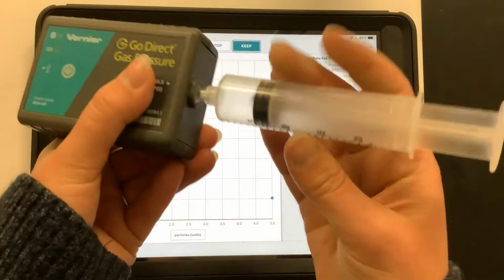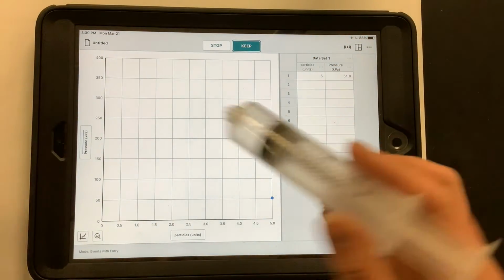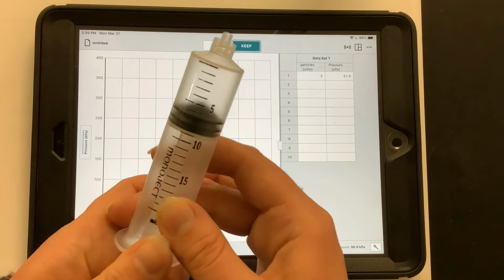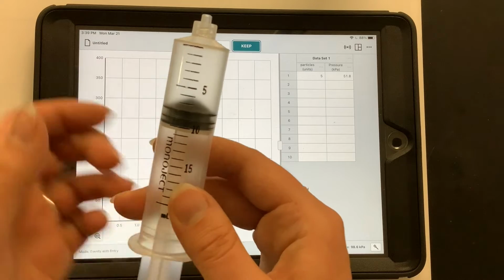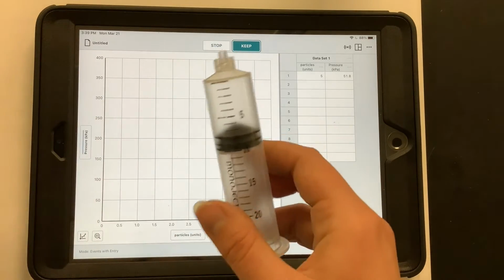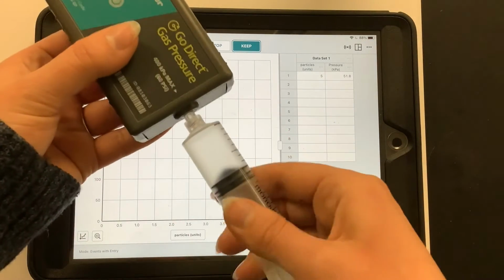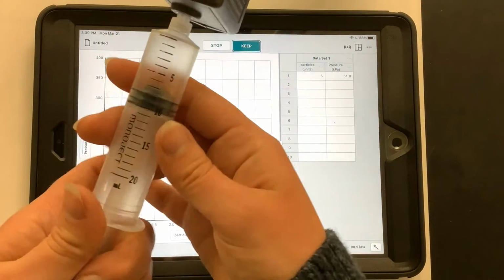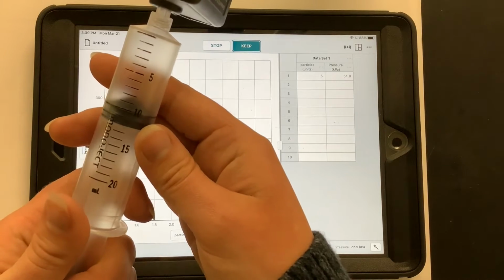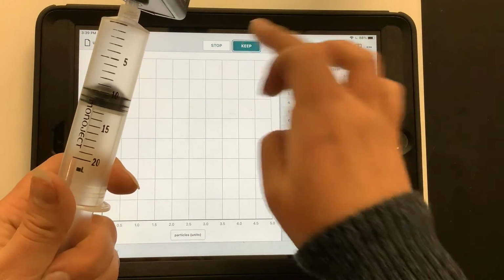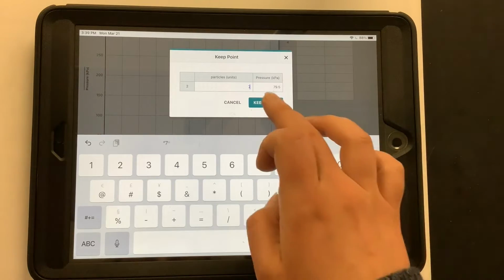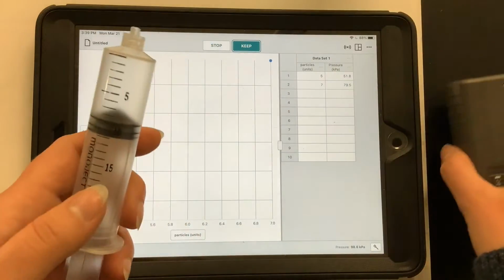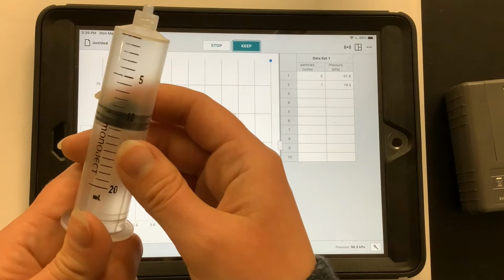Then I'm going to disconnect the syringe again. I'm going to change my amount of particles. I'm going to do, let's say 7 this time. Reconnect it. Oops. Pull it out so that my volume is back at 10, and then keep that point. And I'm going to repeat this process till I have 10 data points.